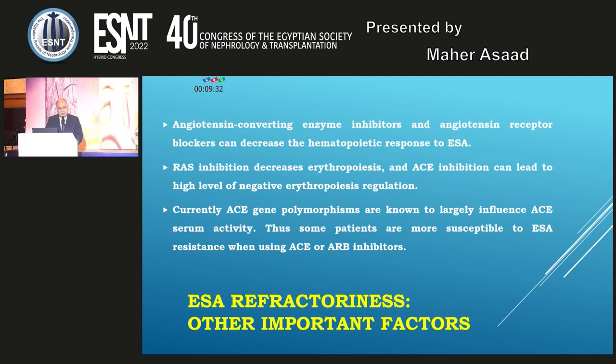Angiotensin II mainly is responsible for the upregulation or high levels of hypoxia-inducible factors. So when you inhibit this system or block it either by ACE inhibitors or ARBs, you reduce the level of angiotensin II, so you make less hypoxia-inducible factor available in our circulation. Currently, ACE gene polymorphisms are known to largely influence ACE serum activity. Thus, some patients are more susceptible to ESA resistance when using ACE or ARB inhibitors.